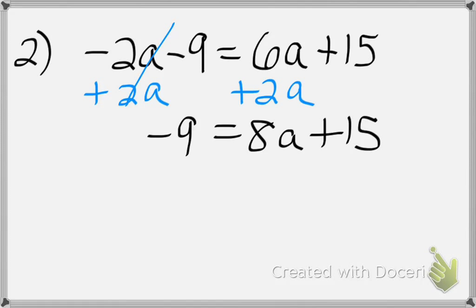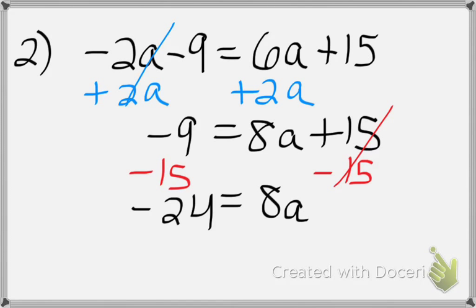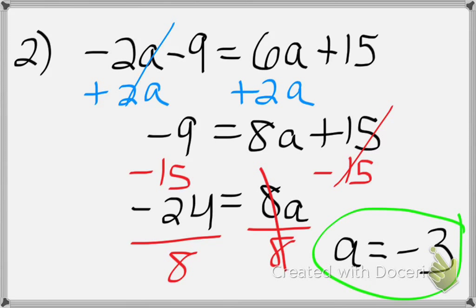Now from here, it's a 2-step equation. It should solve a lot like the ones you've already seen. Take a moment to make sure you can solve it. Divide both sides by the coefficient, and you'll be all done. And you end up with a equals negative 3. So this was another example of solving an equation with the variable on both sides.